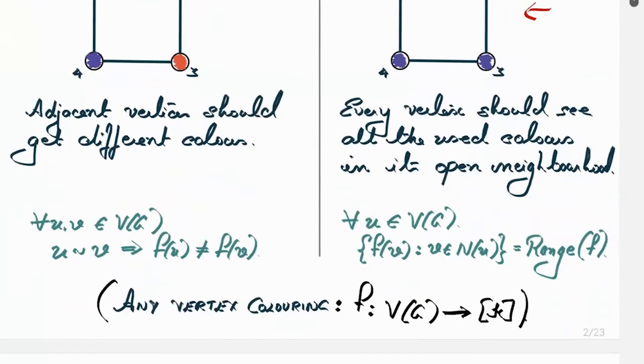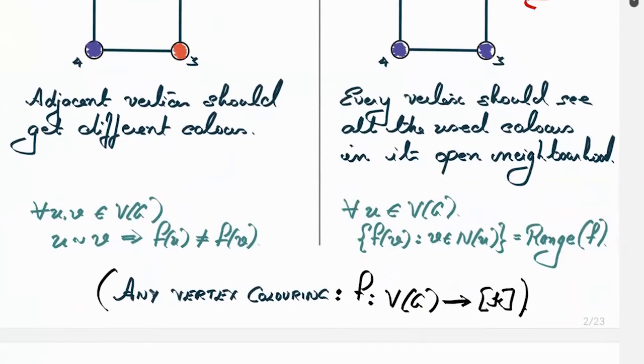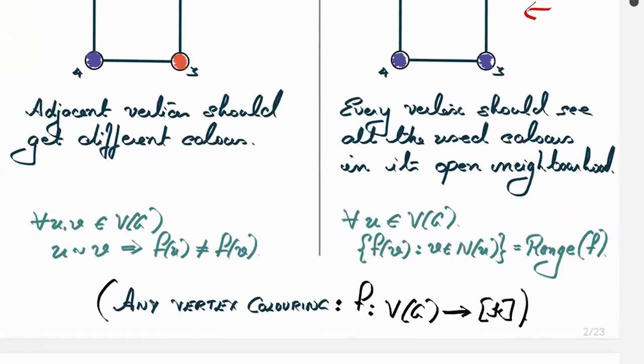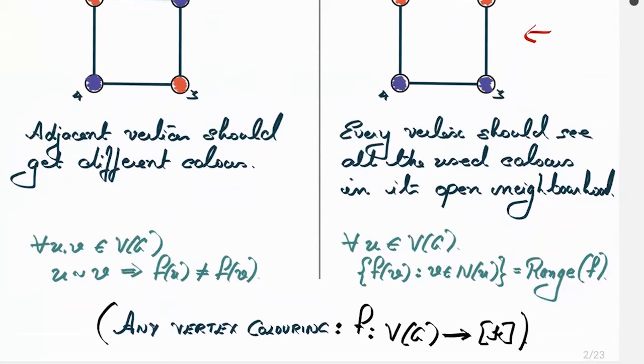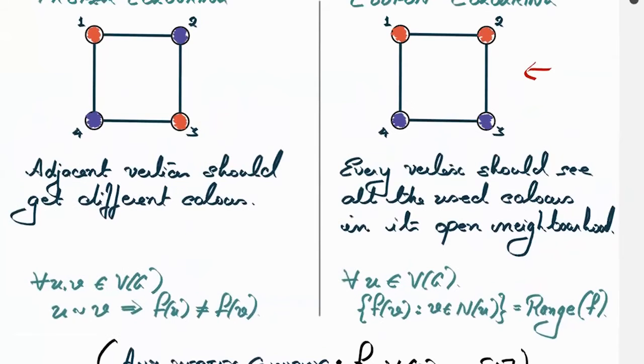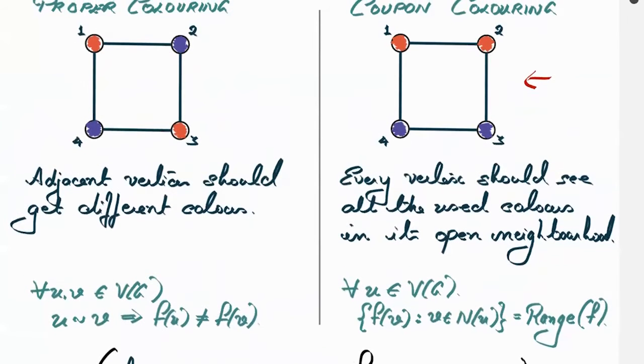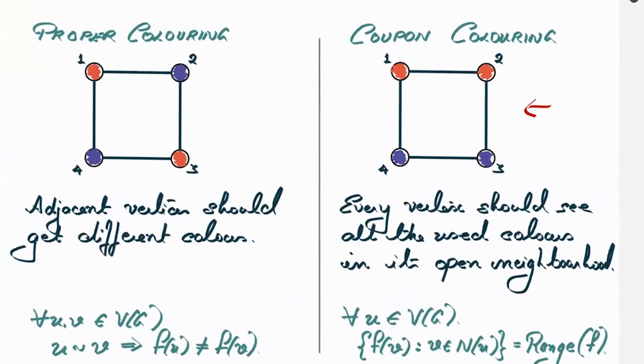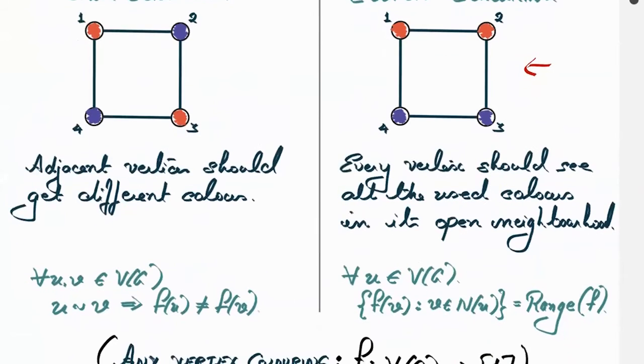In particular, please keep in mind that a coupon coloring will never be a proper coloring, because every vertex, let us say it is of some color i, has to see at least one other vertex of color i in its open neighborhood, which is a direct violation of the requirement of a proper coloring. So in that sense, coupon coloring would never be a proper coloring.